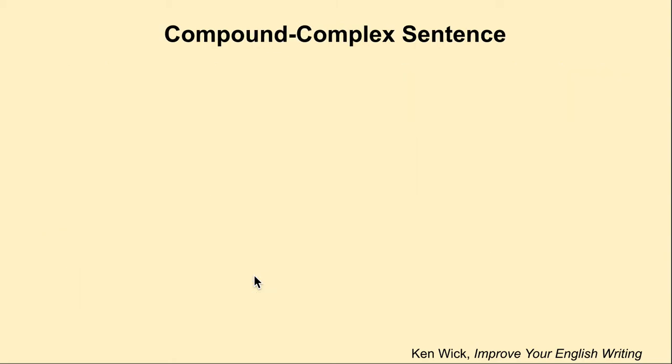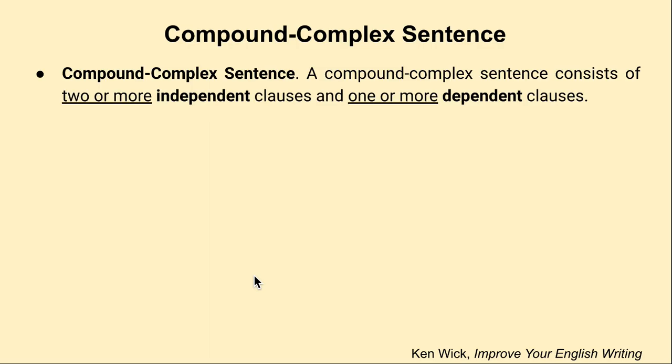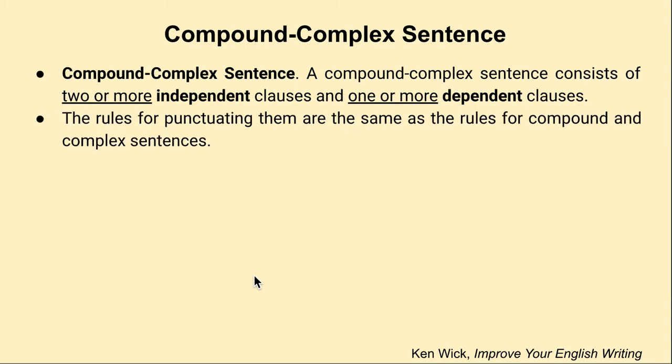So what is a compound complex sentence? A compound complex sentence consists of two or more independent clauses and one or more dependent clauses. It's really just a combo of compound and complex. So the rules of punctuating them are the same as the rules for compound and complex sentences. If you're unsure of those, just go back, because I show you how they're joined and how the commas go. You just combine the rules to get the patterns and the punctuation.